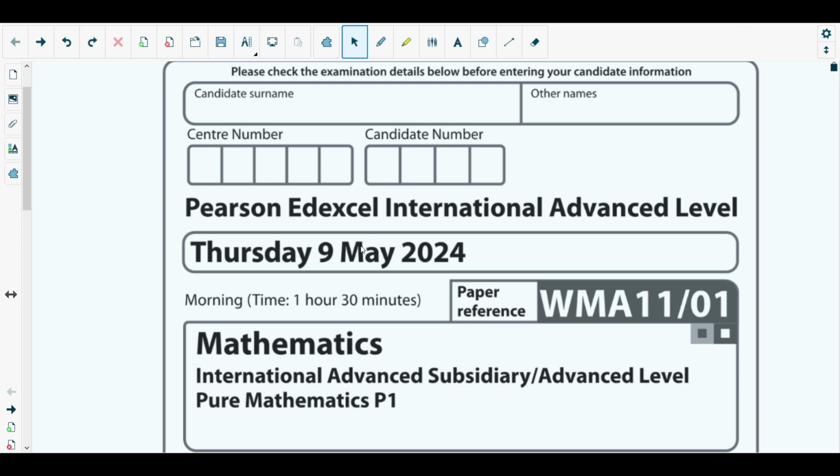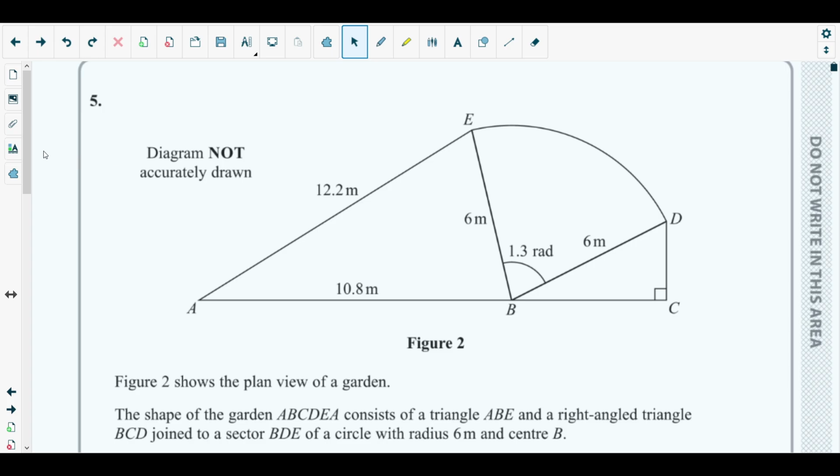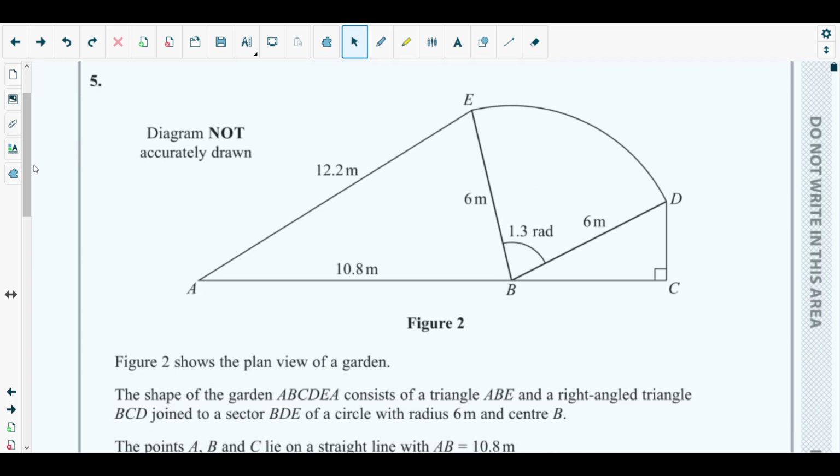So in this video we will be solving the fifth question from the P1 May 2024 paper. Let's see what question number 5 is about. The concepts behind question number 5 have been discussed in chapter 6 and chapter 7, that is the trigonometry and radians chapters of your P1 book. To solve this question, you should have gone through chapters 5, 6 and 7 of your P1 book. So let's get started with question number 5.